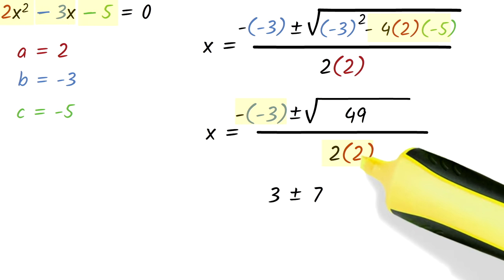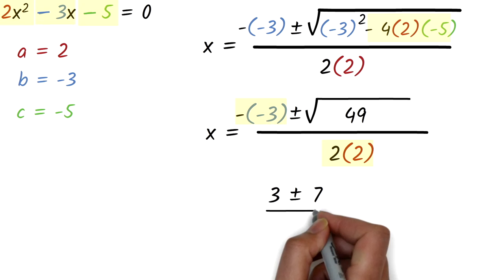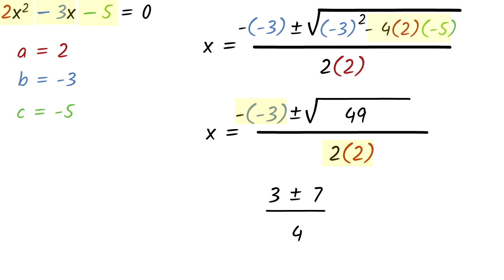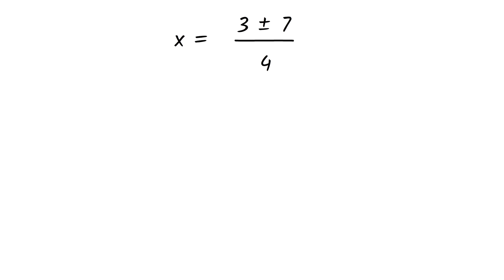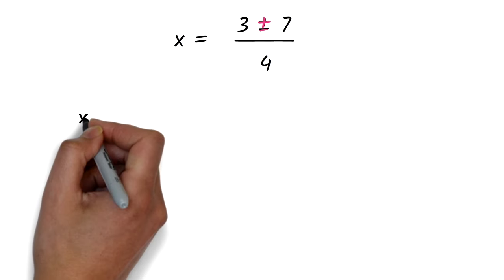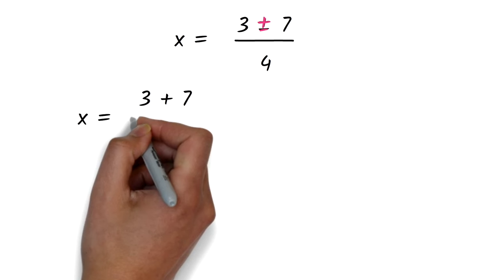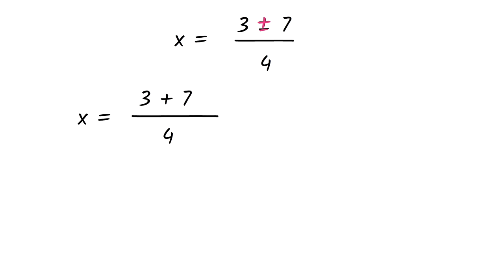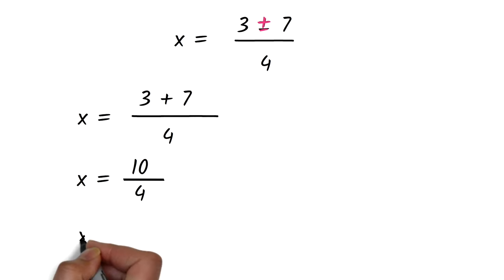Also, the 2 times 2 in the denominator will be 4. So we now have x equals 3 plus or minus 7 all over 4. Notice, we have plus or minus. We can solve the plus part first. We have x equals 3 plus 7 over 4. 3 plus 7 is 10. This is 10 divided by 4. We can reduce this to get x equals 5 over 2.